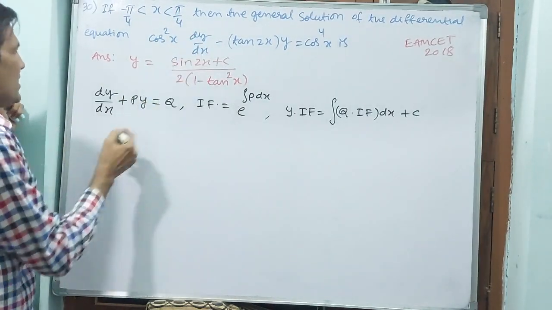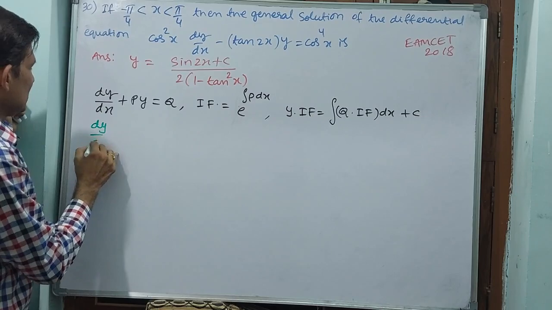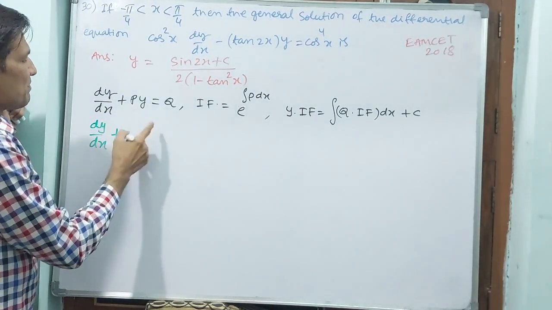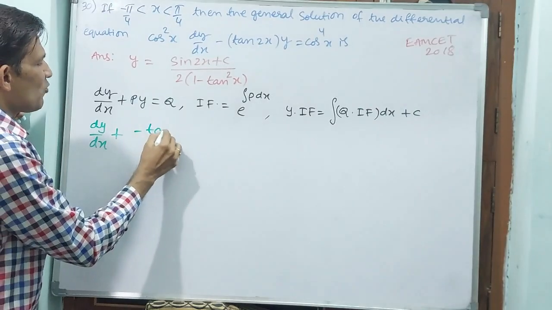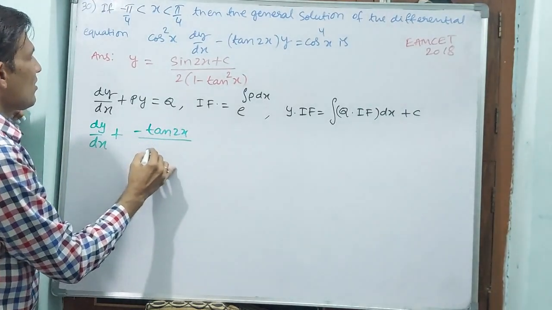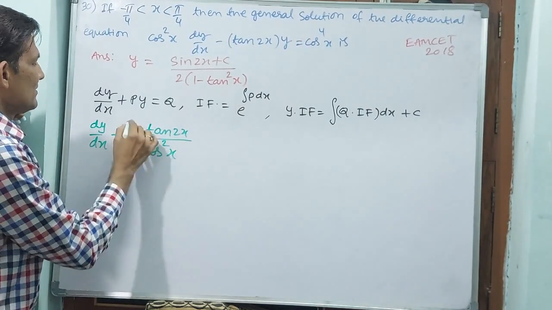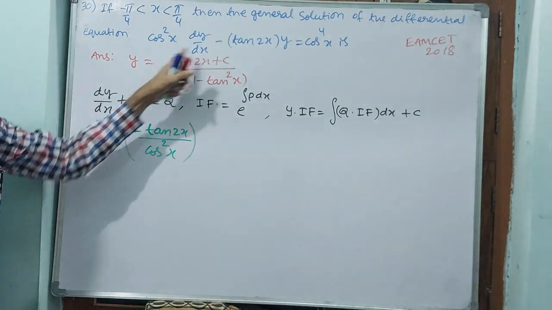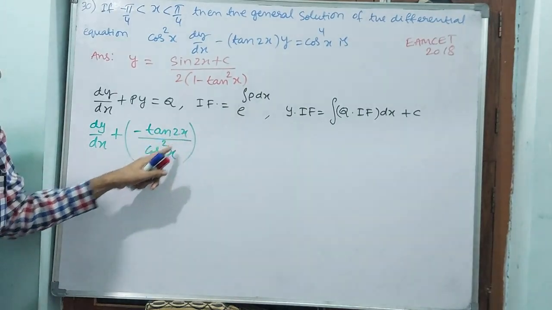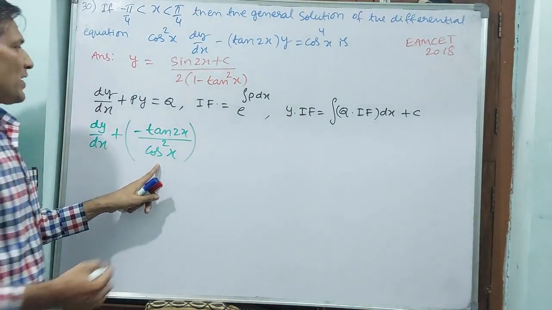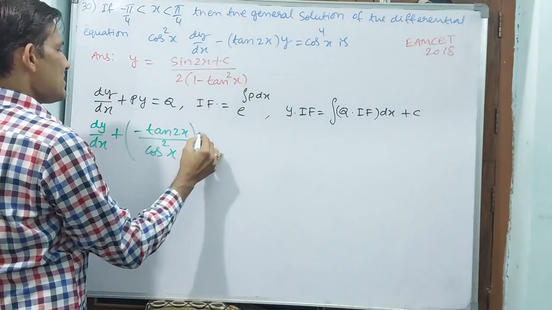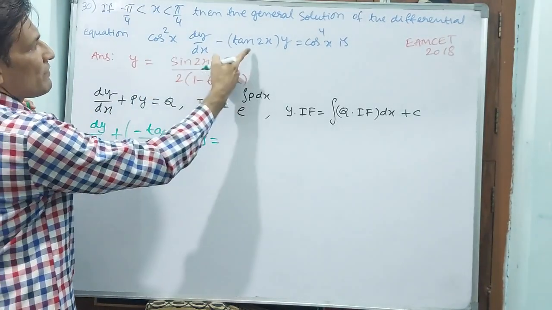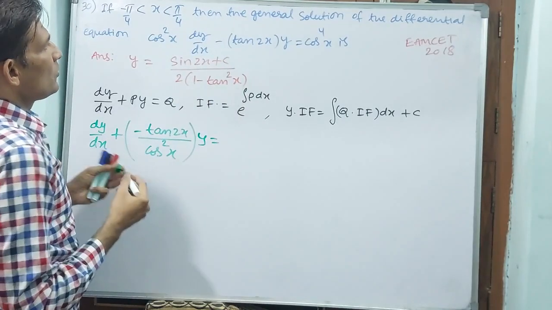Divide by cos square x. See dy by dx plus, P is what? P is minus tan 2x by cos square x. Here P plus is there, so I have kept a plus and sent this minus inside: minus tan 2x by cos square x, into y. Is equal to this cos square x, we are going to divide this side. Wait a minute.